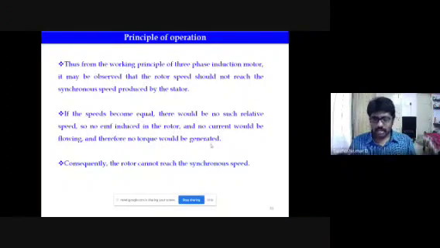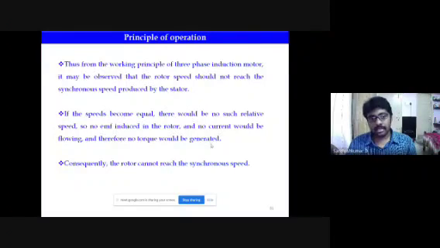Initially we give three-phase supply to the stator winding, so it will produce a rotating magnetic field. That rotating magnetic field is placed in between, that means the rotor bars. Due to that, flux is produced, that flux induces an EMF, and that induced EMF induces current in the rotor side. So the rotor starts to rotate. This is what happens in the three-phase induction machine.